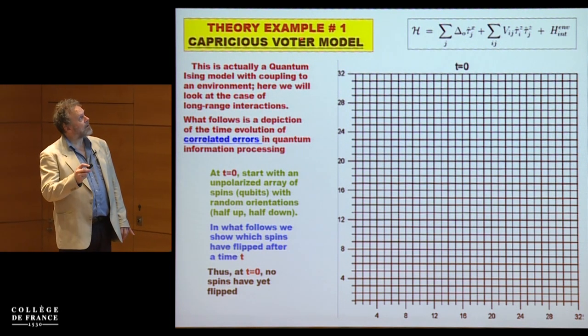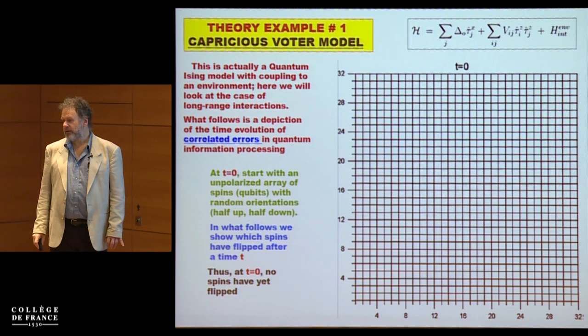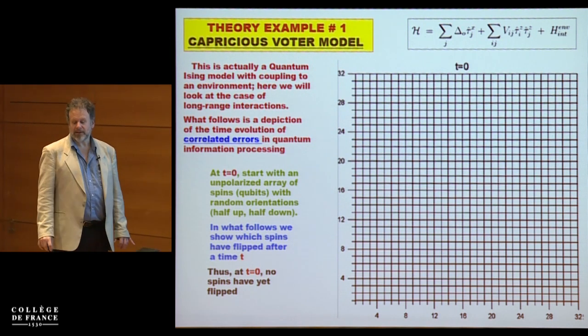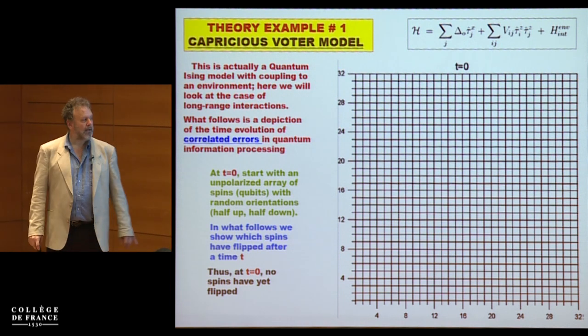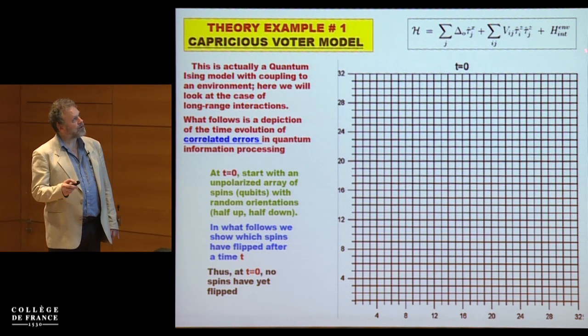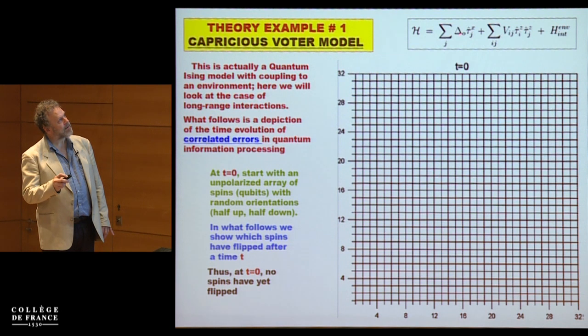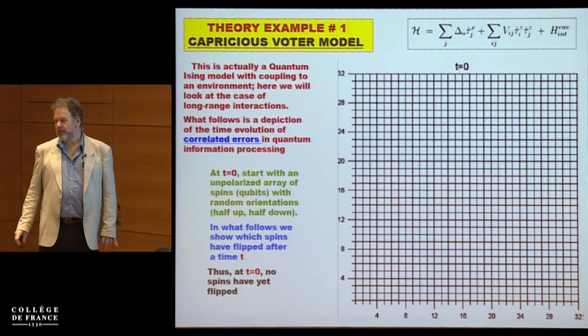For reasons that will become obvious, we call this the capricious voter model. And there's actually a rather good example going on in the US these days. So officially, this is the quantum Ising system with a coupling to an environment.